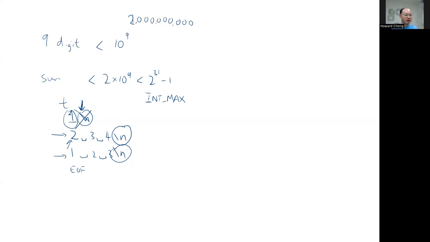I start with x equal to 0. And I'm going to read, basically, if I have my input, it's going to be like this. I'm going to read pairs of characters. The first character in a pair is going to be a digit to come. And the second character in a pair is either going to be space or new line. Space means keep going, new line means quit.